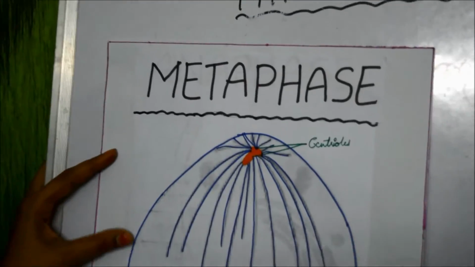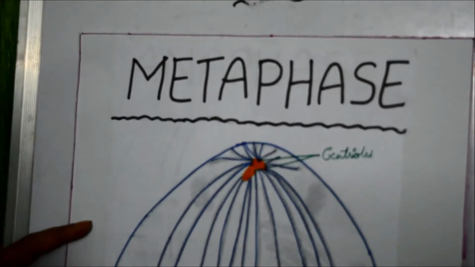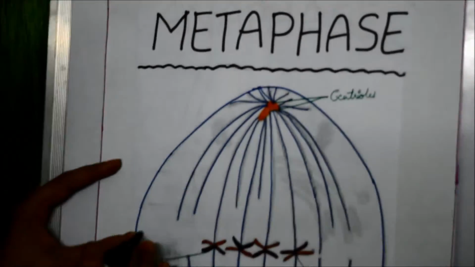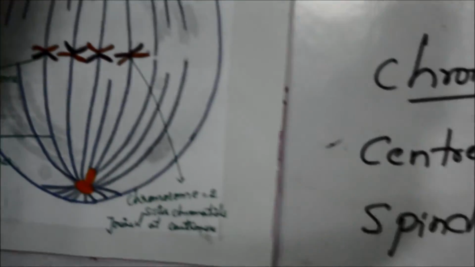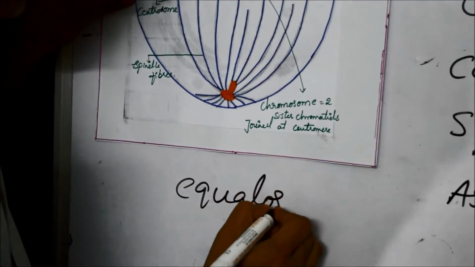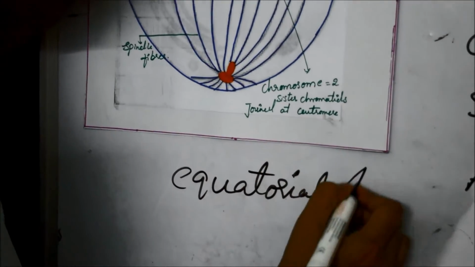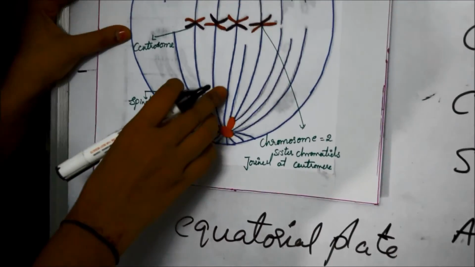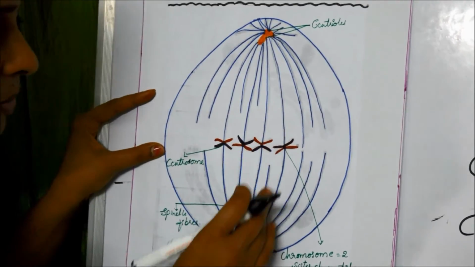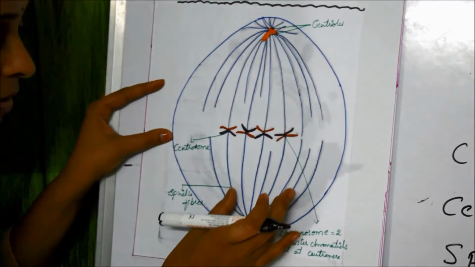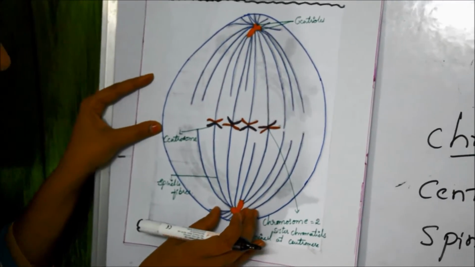Now let us see the changes in metaphase. The second stage of cell division is called metaphase. In metaphase, the chromosomes move to the center of the cell and arrange themselves in a row. This looks like a plate, and we call it the equatorial plate. Some of the spindle fibers attach to the chromosomes at the centromeres. The rest of the spindle fibers move towards the opposite sides, to the centrioles.